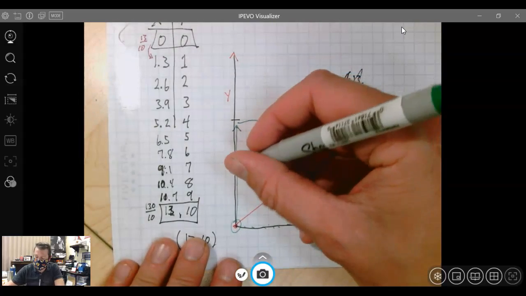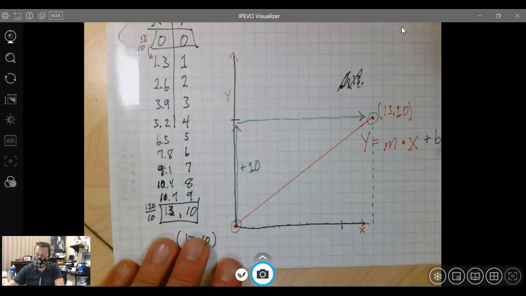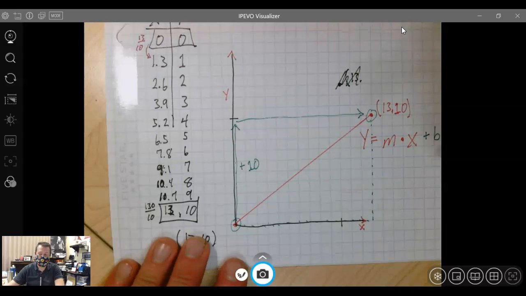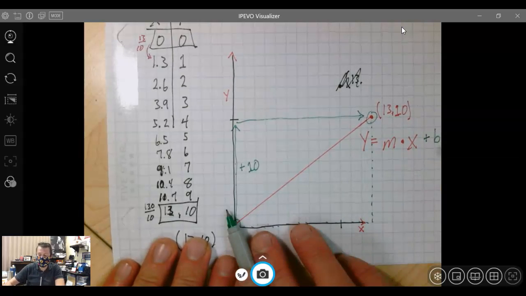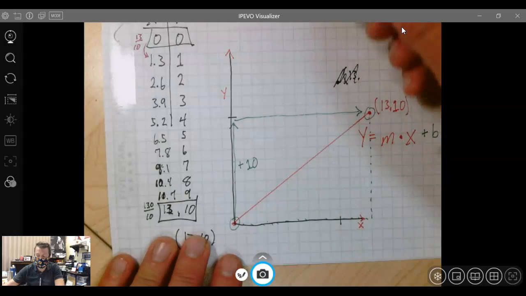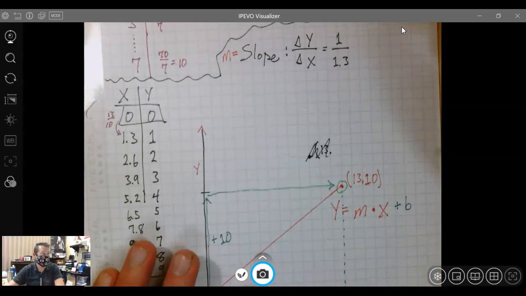But our rise here, we went up 10, right? We went to a y of 10. Rise over run. I am sorry, that is wrong. I mean, you can draw it this way, but when we talk about the math, it's going to be rise over run. It's going to be the change in y over the change in x.